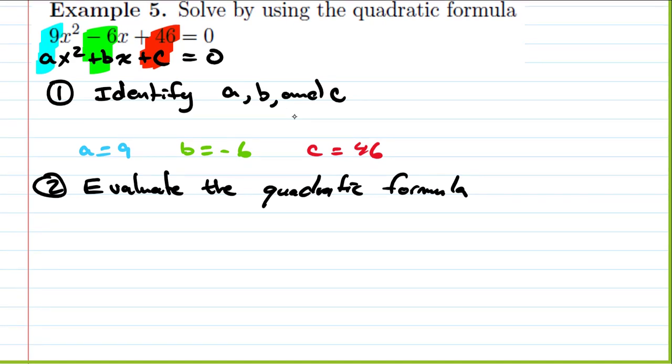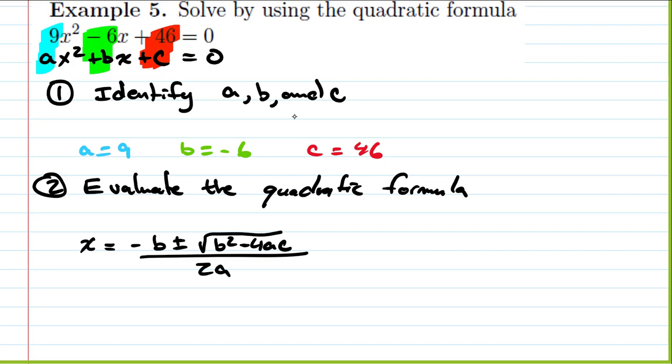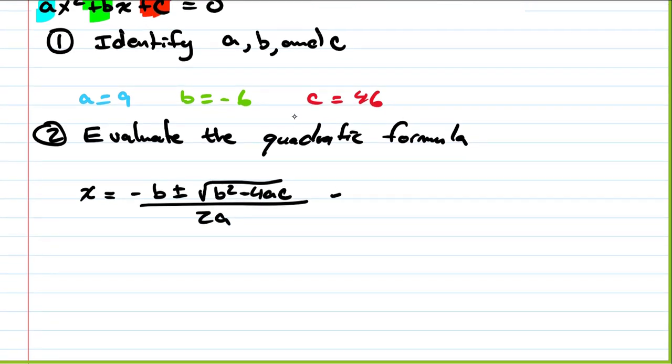Which is, remember, x equals negative b plus or minus the square root of b squared minus 4ac all over 2a. So in our case, that's going to be negative 6 plus or minus the square root of negative 6 squared minus 4 times our a, which is 9, times our c, which is 46, all divided by 2 times a.